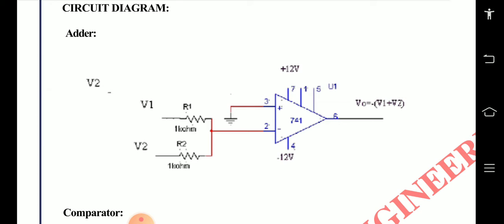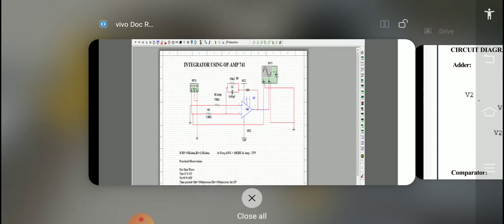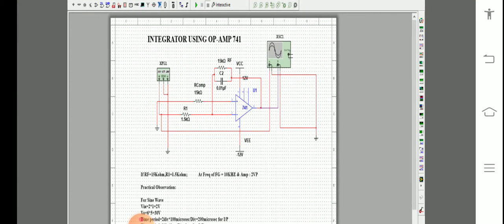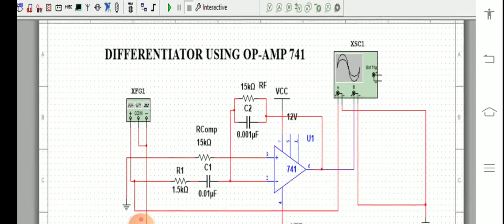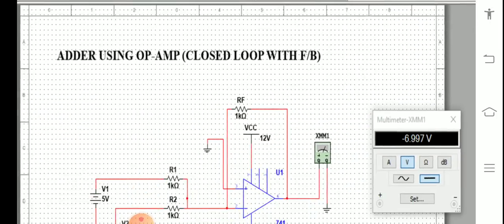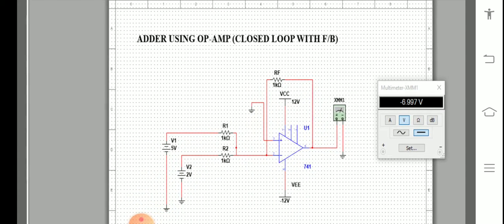Here you have to verify this by connecting all the components on your breadboard with the help of your IC 741. In order to explain the concept, I'm using the Multisim software to construct the circuit diagram. Here I construct the adder using the op-amp, which will be considered a closed loop with feedback.